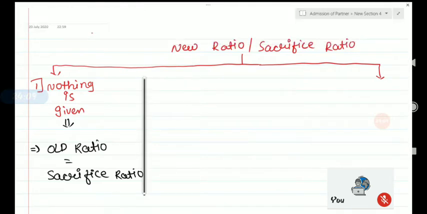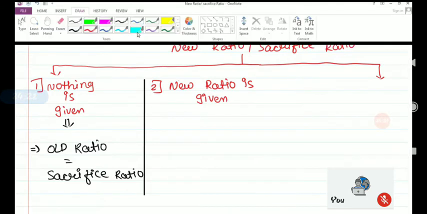Okay, now the next step, new ratio is given. New ratio is given. Now when new ratio is given, then you need to calculate sacrifice.